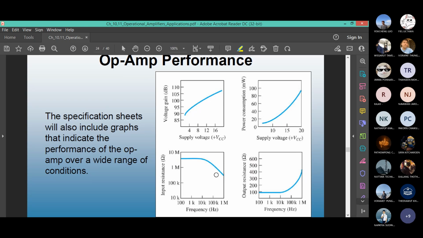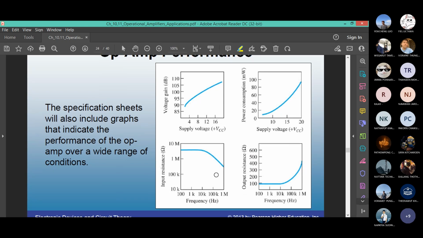And this one, the bottom left graph, is input resistance versus frequency. So at a higher frequency, how the input resistance behaves. Typically you have high input impedance. Maybe after a certain cutoff frequency, the impedance becomes less, which means you are more subject to incoming noise.